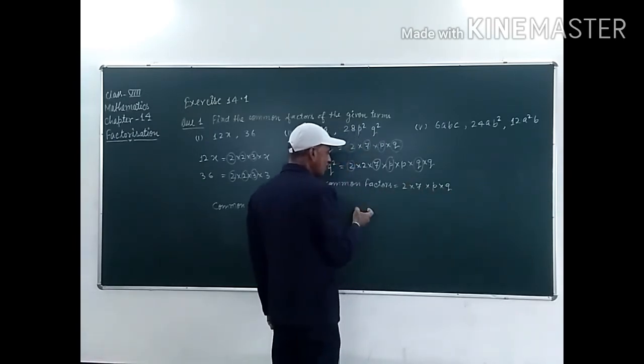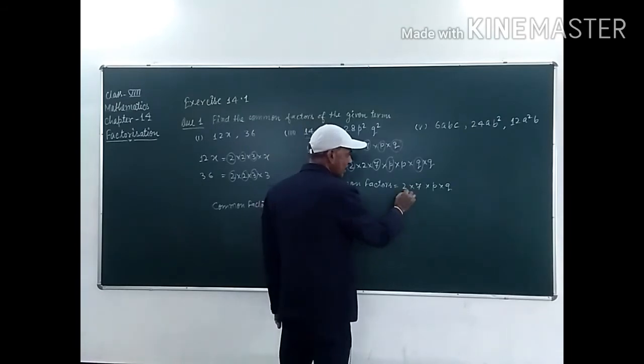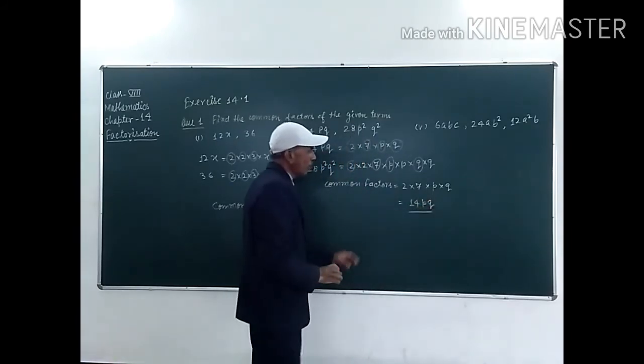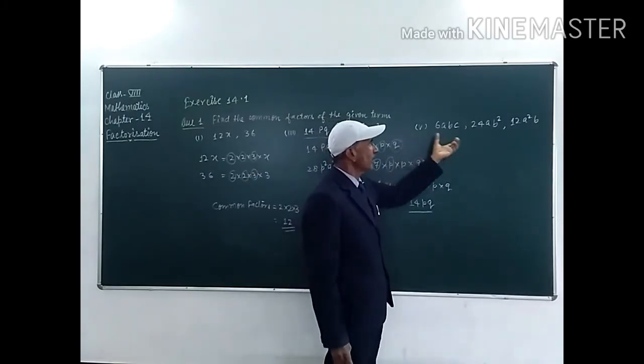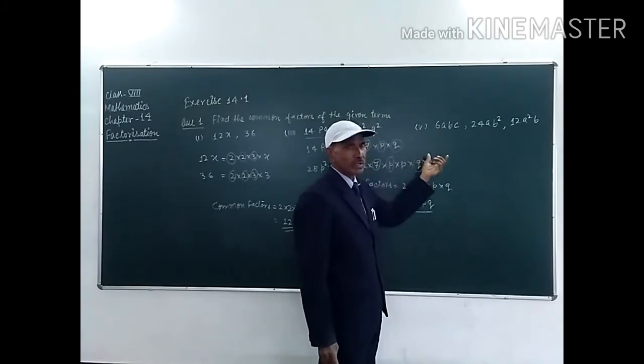These are the factors, students. So we have to multiply these common factors, that is 2 sevens are 14, and this one pq. The common factor will be 14pq. Now we will find the common factors of the fifth part of this question.